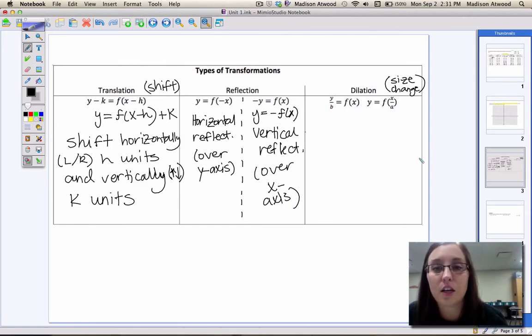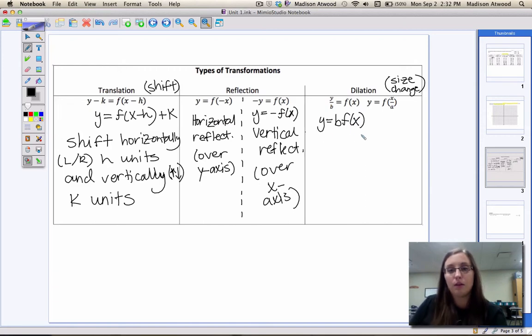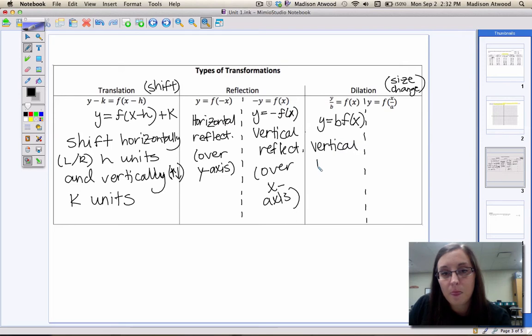And then the last thing is the size change. So we have y divided by b equals f of x, or another way to write that would be y equals b times f of x, more commonly written that way. And so what that is, I'm going to go ahead and do a dotted line again because we're going to talk about each one of these differently. That would be a vertical dilation by factor of b.